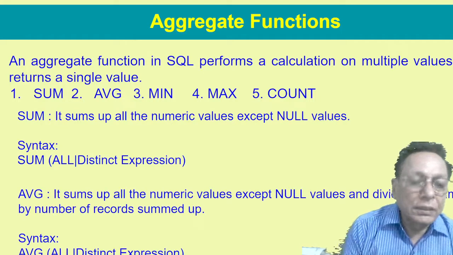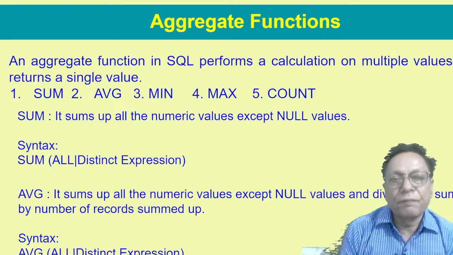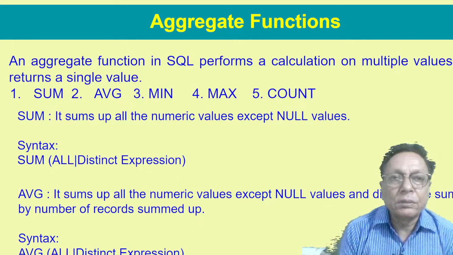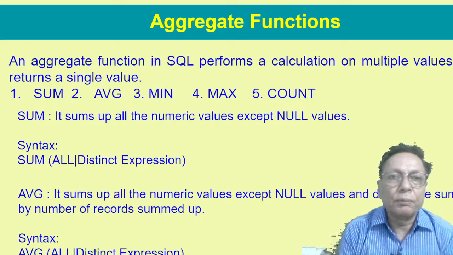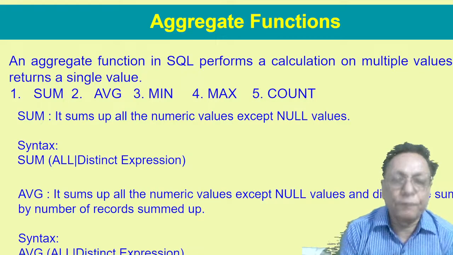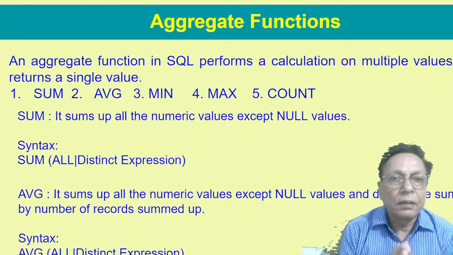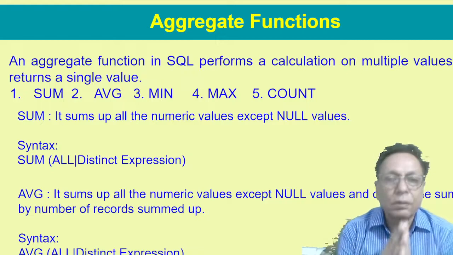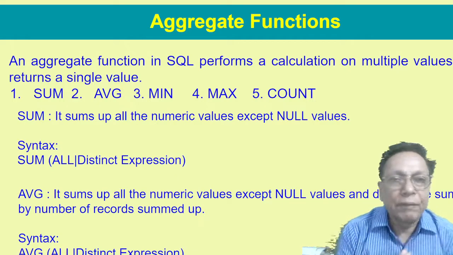The second aggregate function is AVG, that is average. It is just like the sum function, but in average, all the values in the particular column of all the records, if a condition is not there, will be summed up, and the sum will be divided by the number of records summed up. This way you can calculate the average.